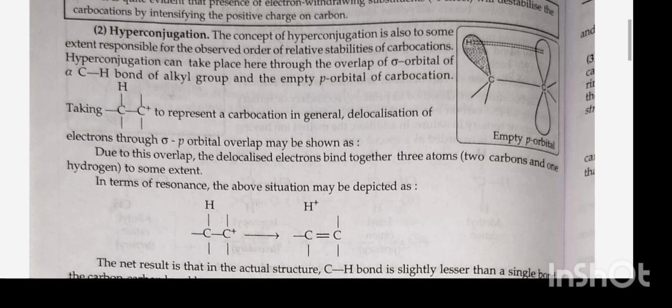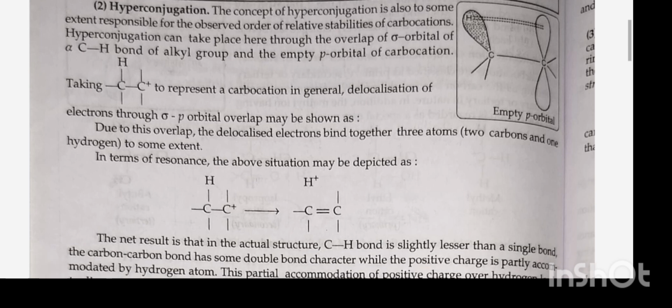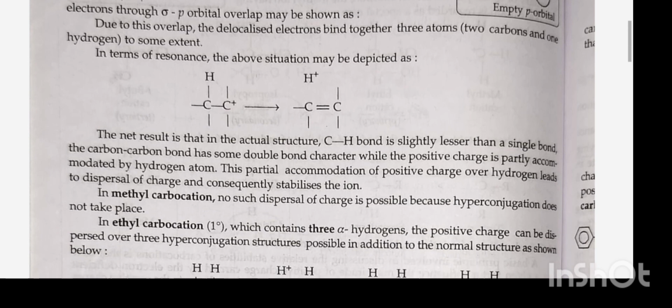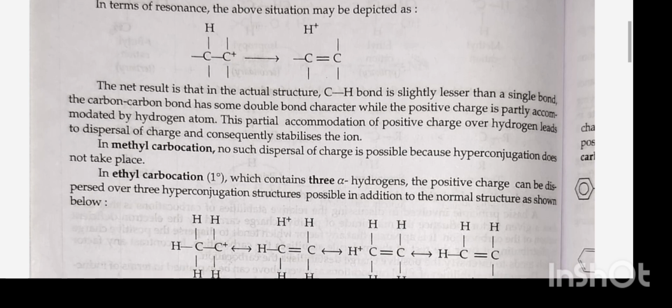Taking the ethyl cation to represent a carbocation in general, delocalization of electrons through sigma and pi orbitals may be shown as due to overlapping. The delocalized electrons bind together 3 atoms, 2 carbons and 1 hydrogen, to some extent. In terms of resonance, the above situation may be depicted as shown. The net result is that in the actual structure, the carbon-hydrogen bond is slightly less than a single bond. The carbon-carbon bond has some double bond character while the positive charge is partially accommodated by the hydrogen atom. This partial accommodation of positive charge over hydrogen leads to dispersal of charge and consequently stabilizes the ion.